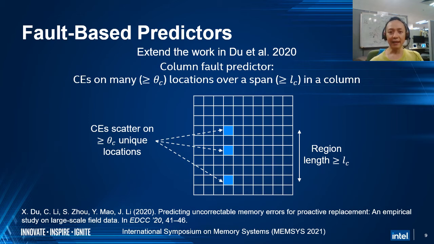Theta C and LC are 2 parameters. A column fault is more likely caused by a circuit damage or an I/O drift in bit lines.